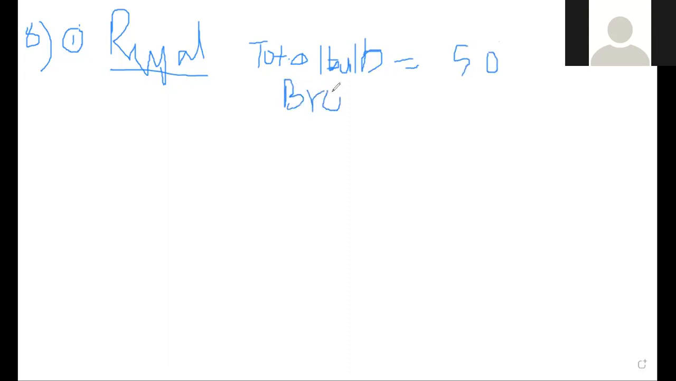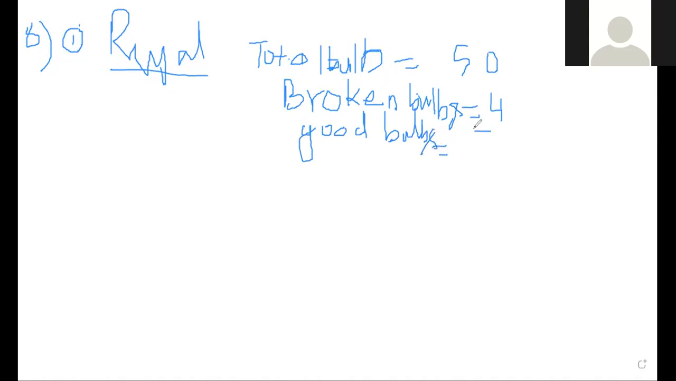Then how many are good? 46. You know that nobody will buy a broken bulb. So good bulbs, you have to write here: 50 minus 4 equals 46. Absolutely right.